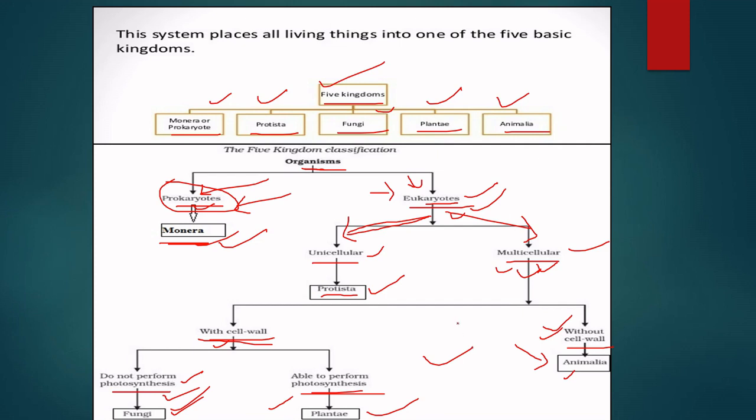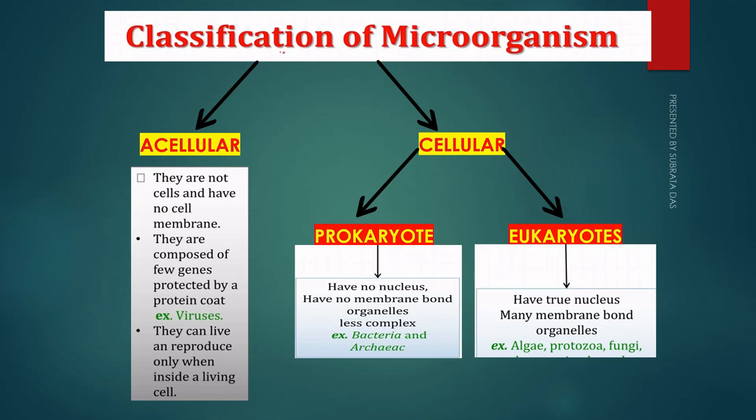Now we will discuss the classification of living microorganisms. All the microorganisms are classified into 2 groups: acellular and cellular. Acellular means there is no cell, so they don't have any cell membrane or cell. They are composed of a few genes protected by a protein coat, so they have only DNA material and a protein cover. An example is viruses, and they can live and reproduce only inside a living cell.